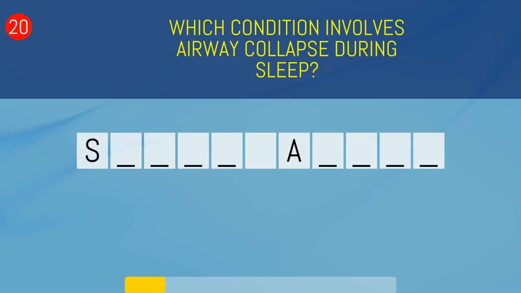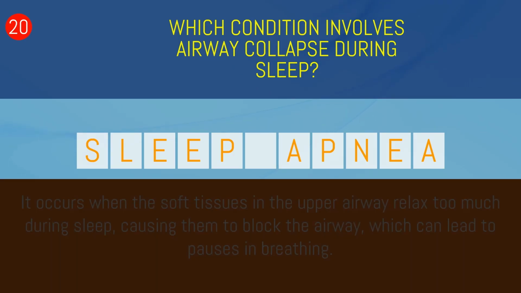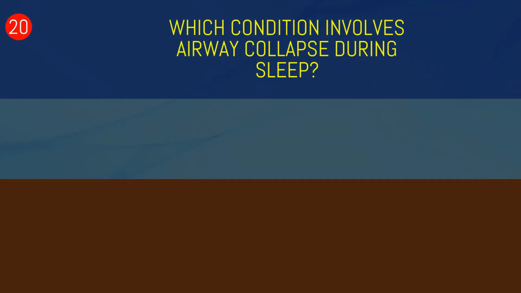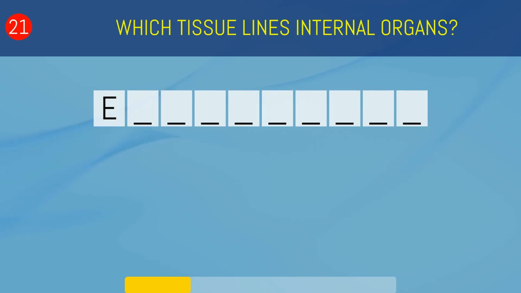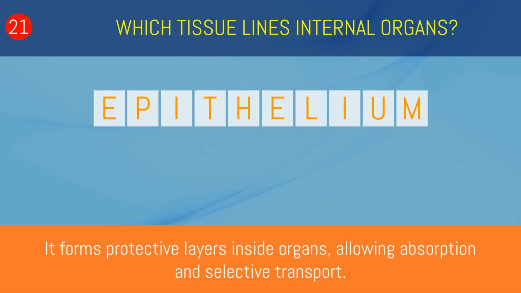Which condition involves airway collapse during sleep? Sleep apnea. It occurs when the soft tissues in the upper airway relax too much during sleep, causing them to block the airway, which can lead to pauses in breathing. Which tissue lines internal organs? Epithelium. It forms protective layers inside organs, allowing absorption and selective transport.